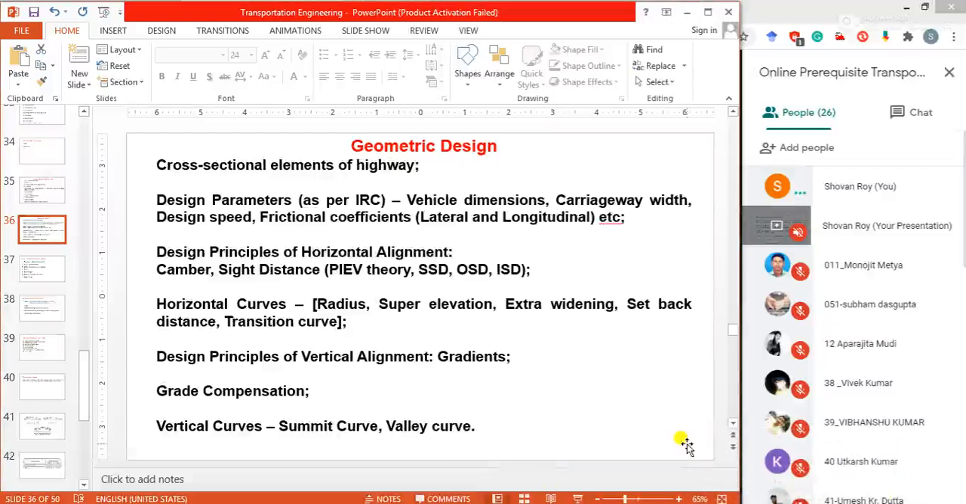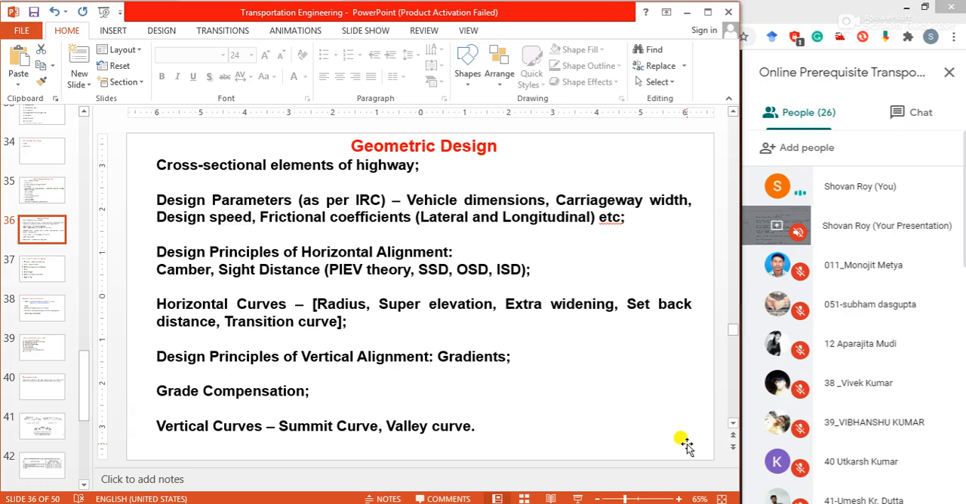So, today's topic is geometric design. This is the new chapter. This is a very important chapter in transportation engineering, and you will get the maximum questions from this chapter. So, first, what is geometric design?